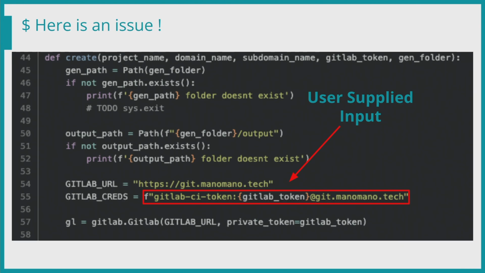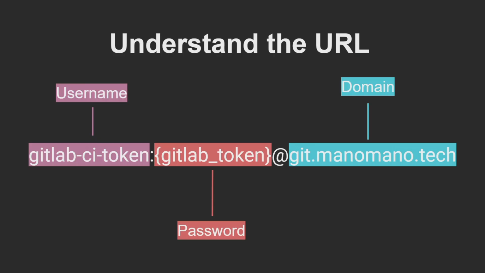So what was happening is that you provide your own personal GitLab token, and then it is used to clone the project, and then it sets up the project for you, right? And so it's directly in your GitLab account. But the thing is, this is the URL. You get the username, the password, and then you get a domain.